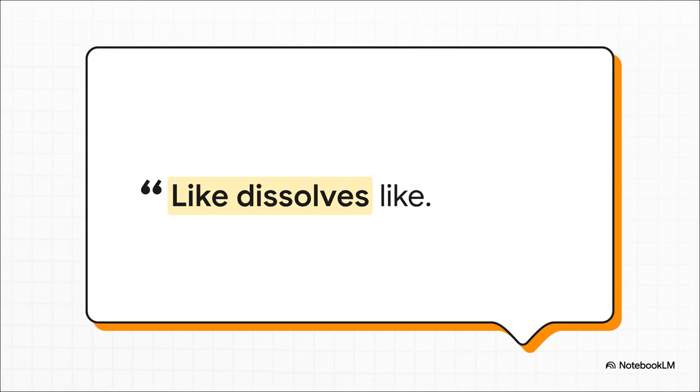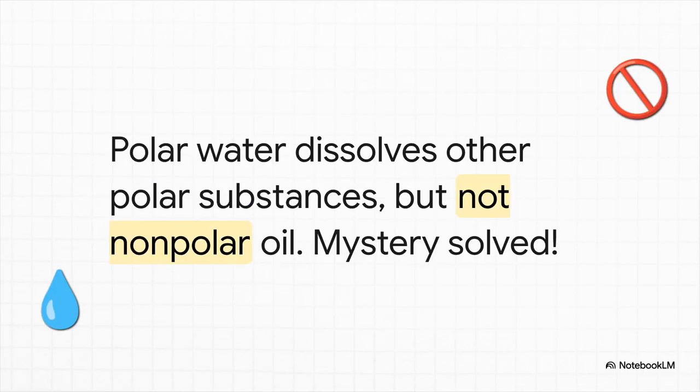And in chemistry, there's one golden rule that explains almost everything about mixing. It's beautiful and simple. Like dissolves like. Polar things want to hang out with other polar things, and nonpolar things stick with other nonpolar things. So you get this whole army of tiny polar water magnets, and they love to surround and pull apart other polar things, like salts or sugar.